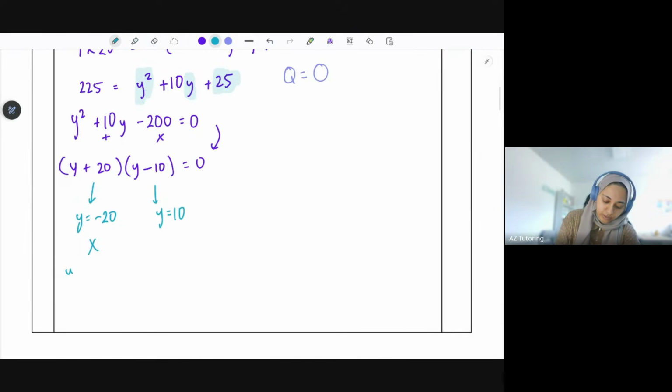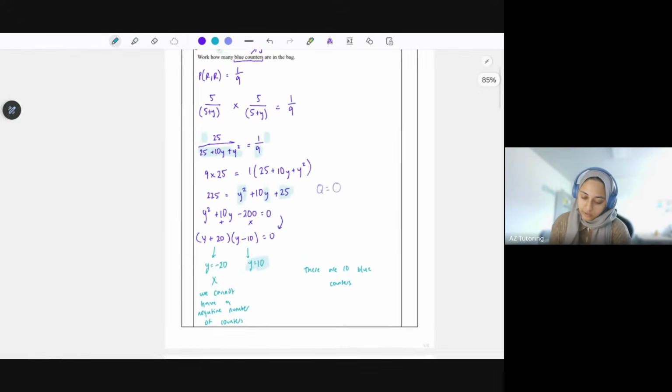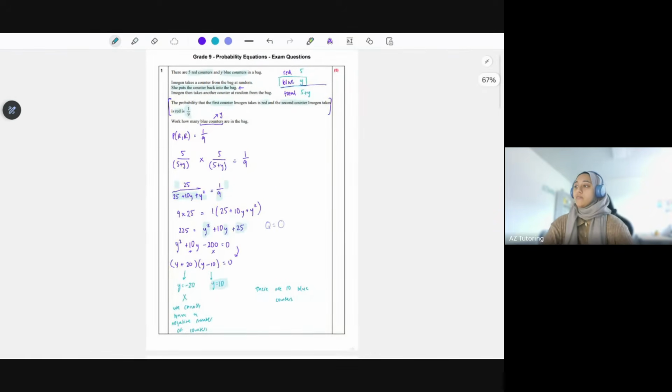We will say that we cannot have a negative number of counters. You always have to give a reason why you're ignoring an answer. So we cannot have a negative number of counters. So therefore, we're accepting y equals 10. So you would just say there are 10 blue counters. And that's what they wanted to work out. So that's 5 marks there.